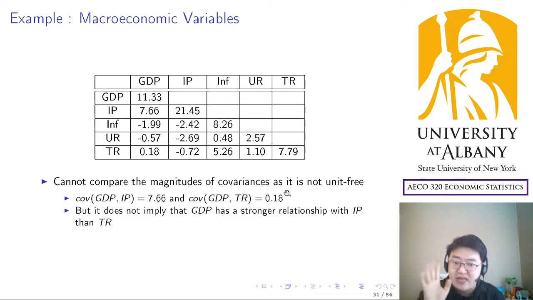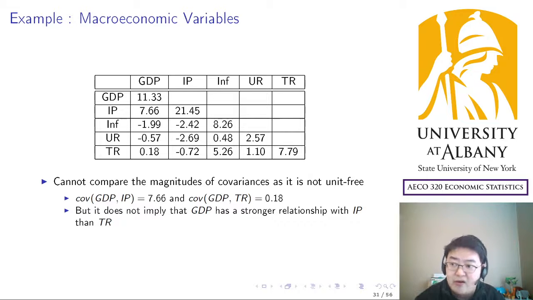That's the problem of covariance. So be careful. What you can read from there is just the signs. Oh, by the way, even if I'm saying as if the covariance's magnitude has no meaning, yes, they have no meaning. But later we are going to use covariance for other cases, for other contexts.